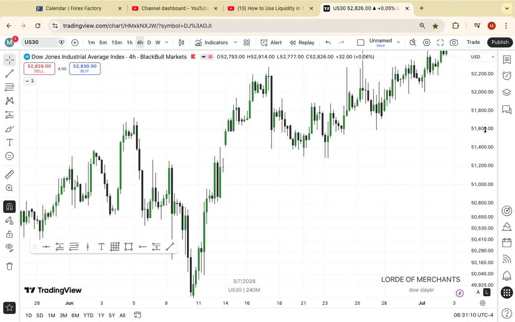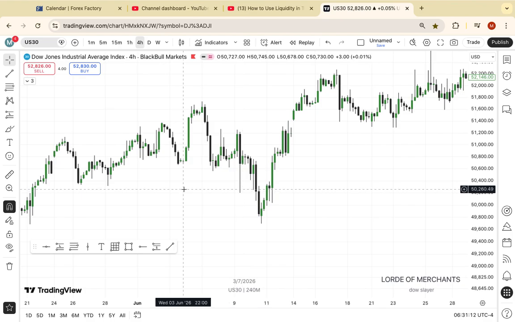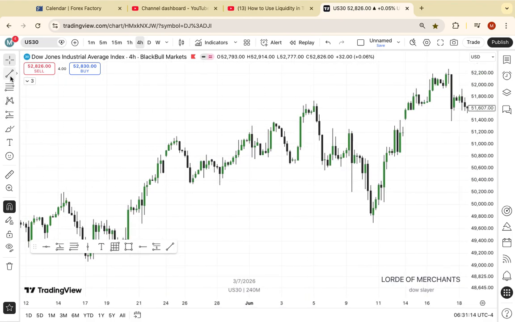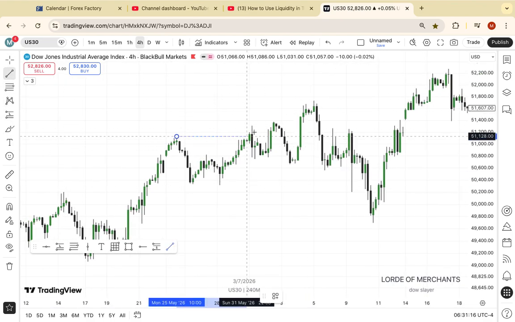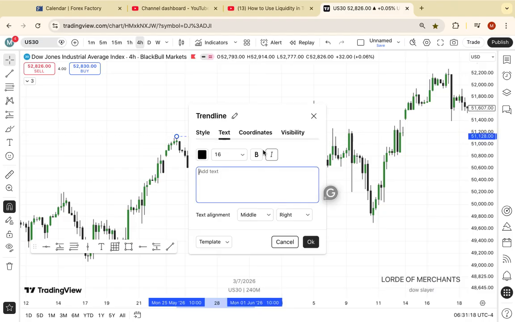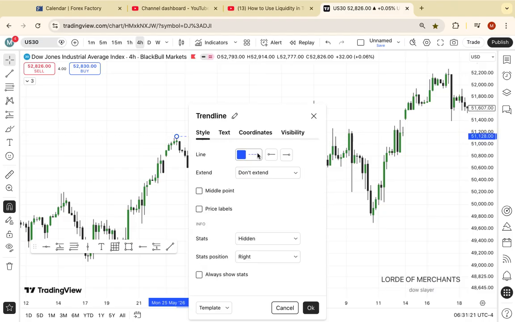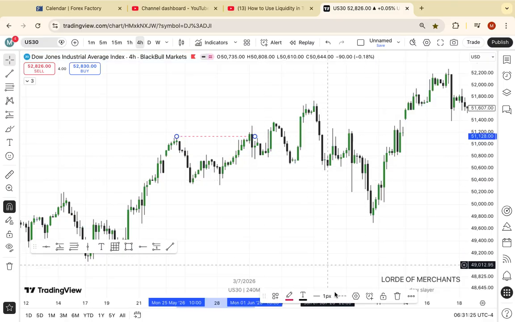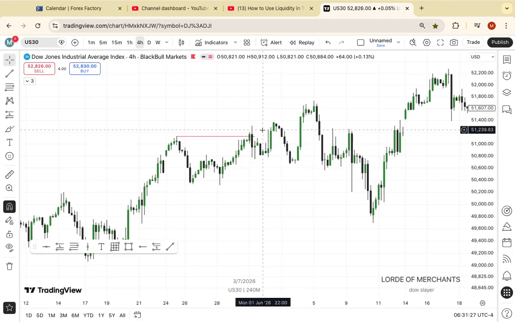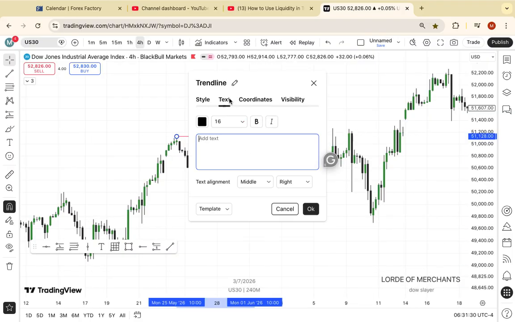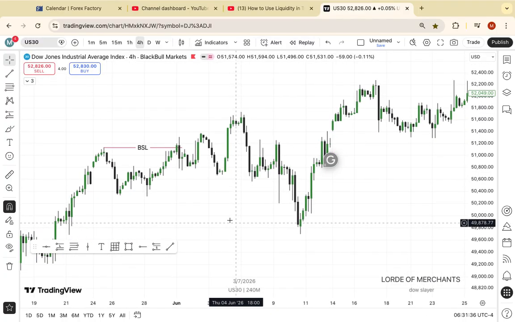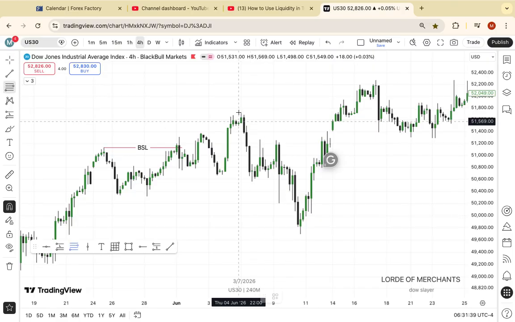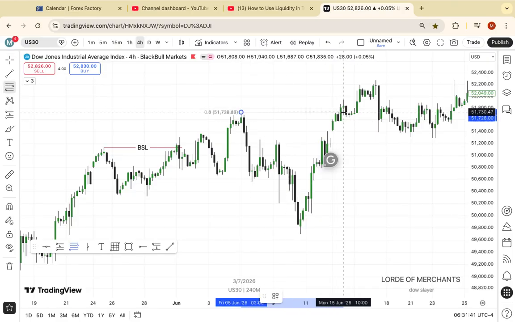So first of all, we have to identify the liquidity. The most basic one is simply these highs that you see here. This is a buy side liquidity. You can use the line, not the shaded. So this is a right BSL, buy side liquidity. Put it in the middle like that. Let me show you another buy side liquidity. We have this one, buy side liquidity.